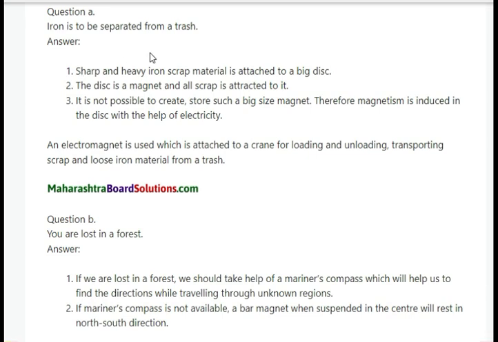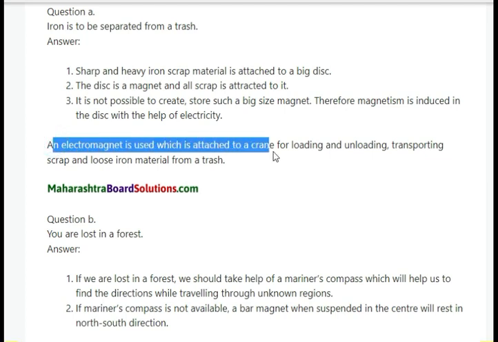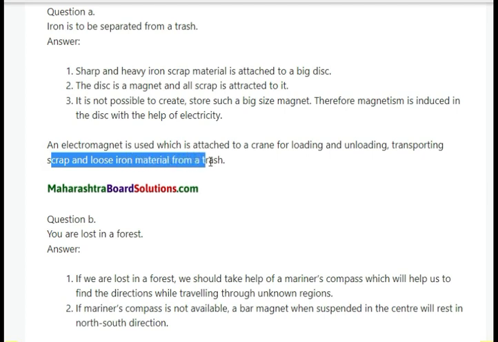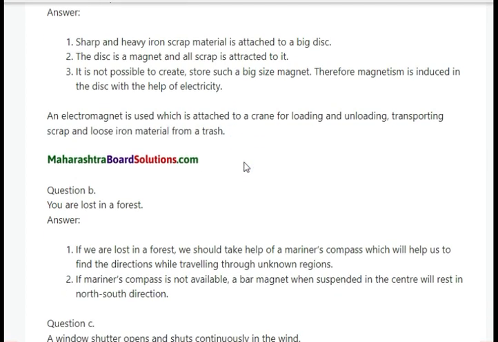Answer: sharp and heavy iron scrap material is attached to a big disc. The disc is magnetic and all scrap is attracted to it. It is not possible to create and store such a big size magnet. Therefore, magnetism is induced in the disc with the help of electricity. An electromagnet is used, which is attached to the crane for loading and unloading, transporting scrap and loose iron material from the trash.